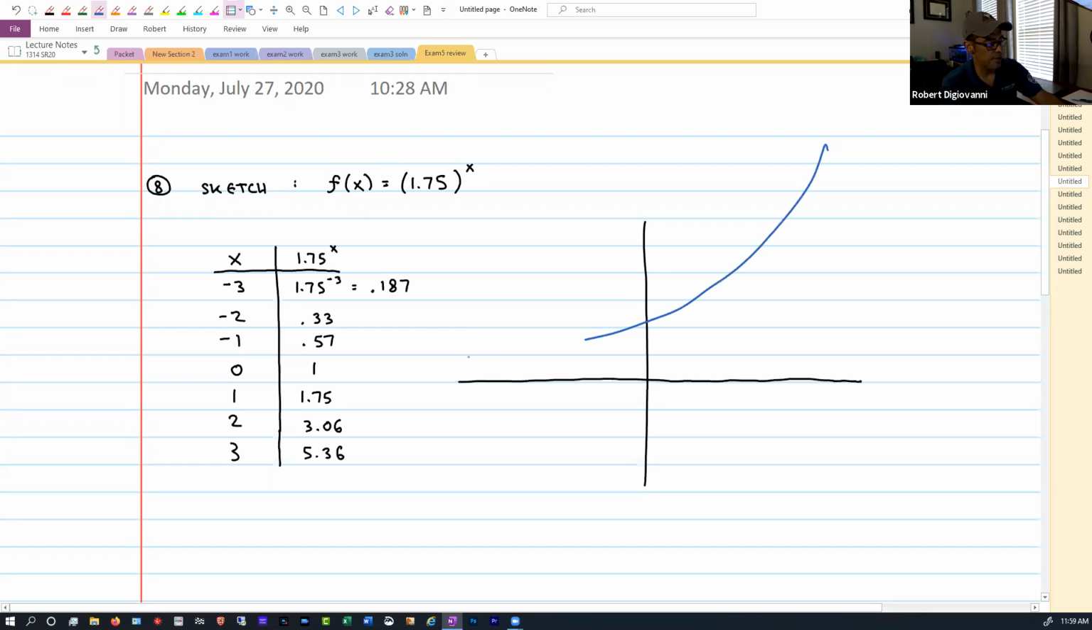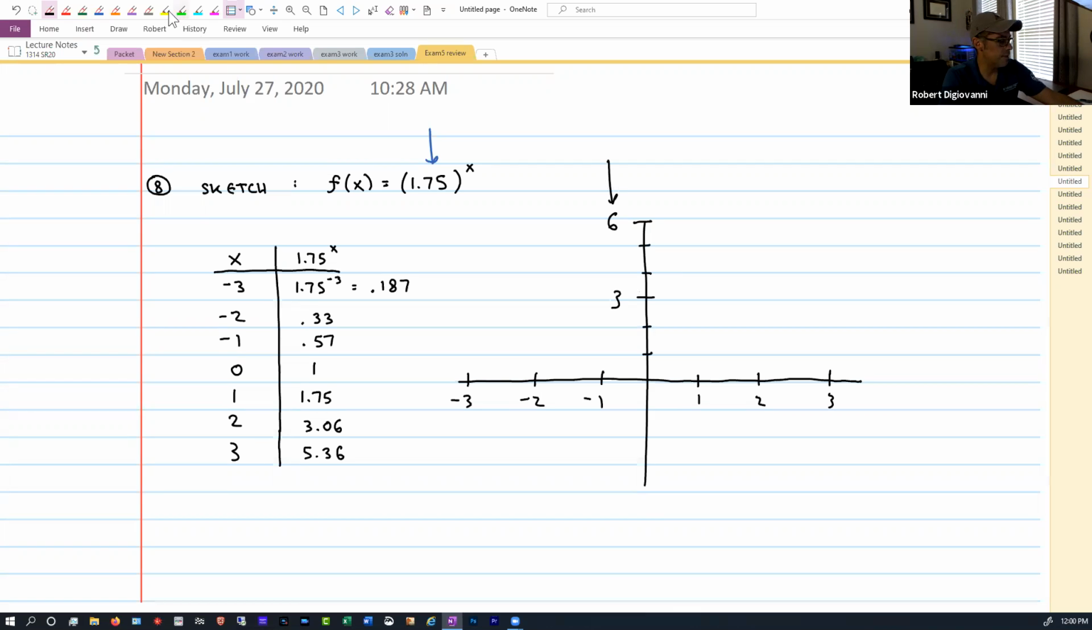I should expect to see something like this. And the reason I know that is because this number in here is bigger than 1. But we want to be a little more accurate. So to the right, I'm going to go 1, 2, 3. To the left, I'm going to go -1, -2, -3, because those are the numbers we chose to plug in. And then I'm going to go up here and start at 6 here. Here's 3. The reason I chose 6 is because the biggest number that comes out here is 5.36, so I want to make sure that I can get this on my graph. So I went up to 6, which is a little bigger than 5.36.